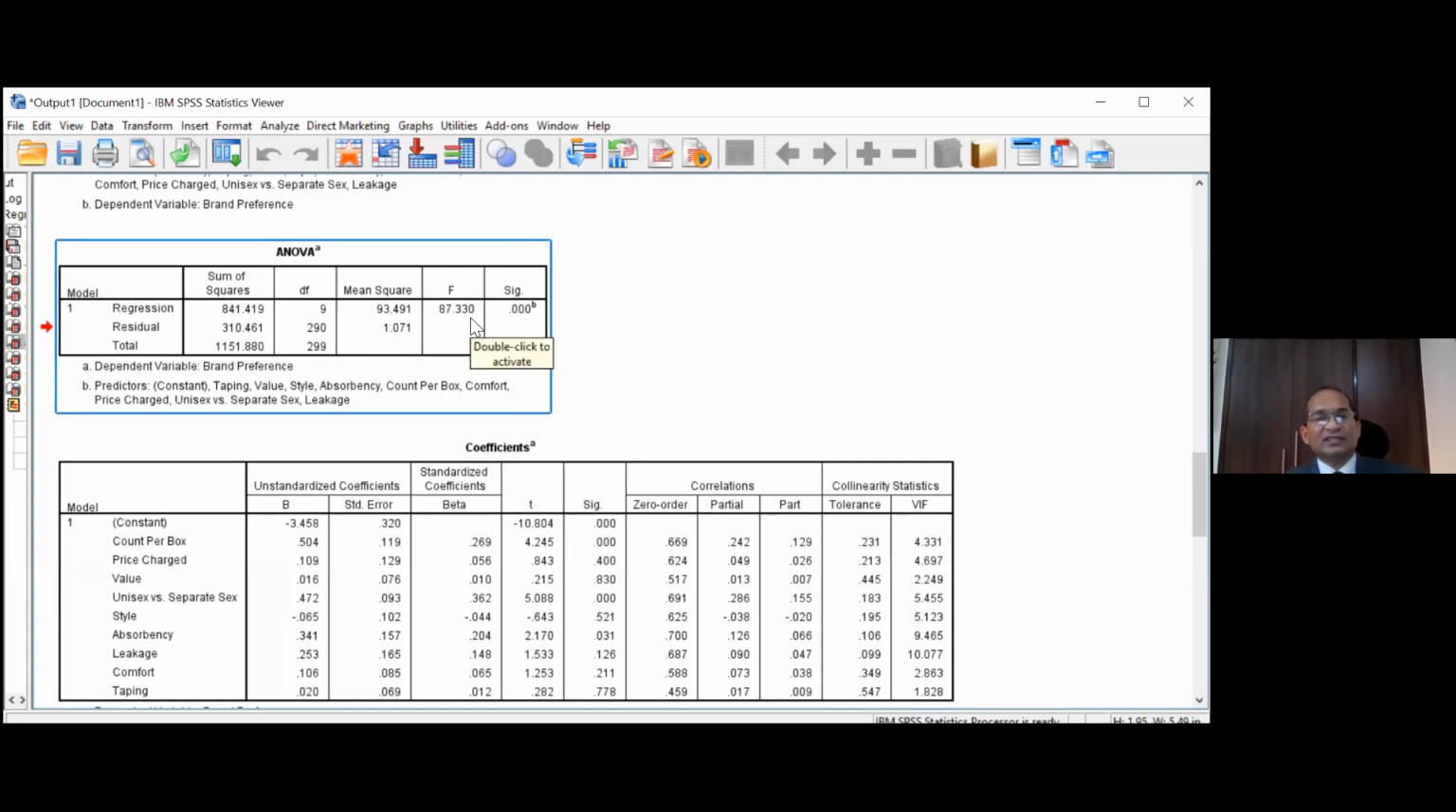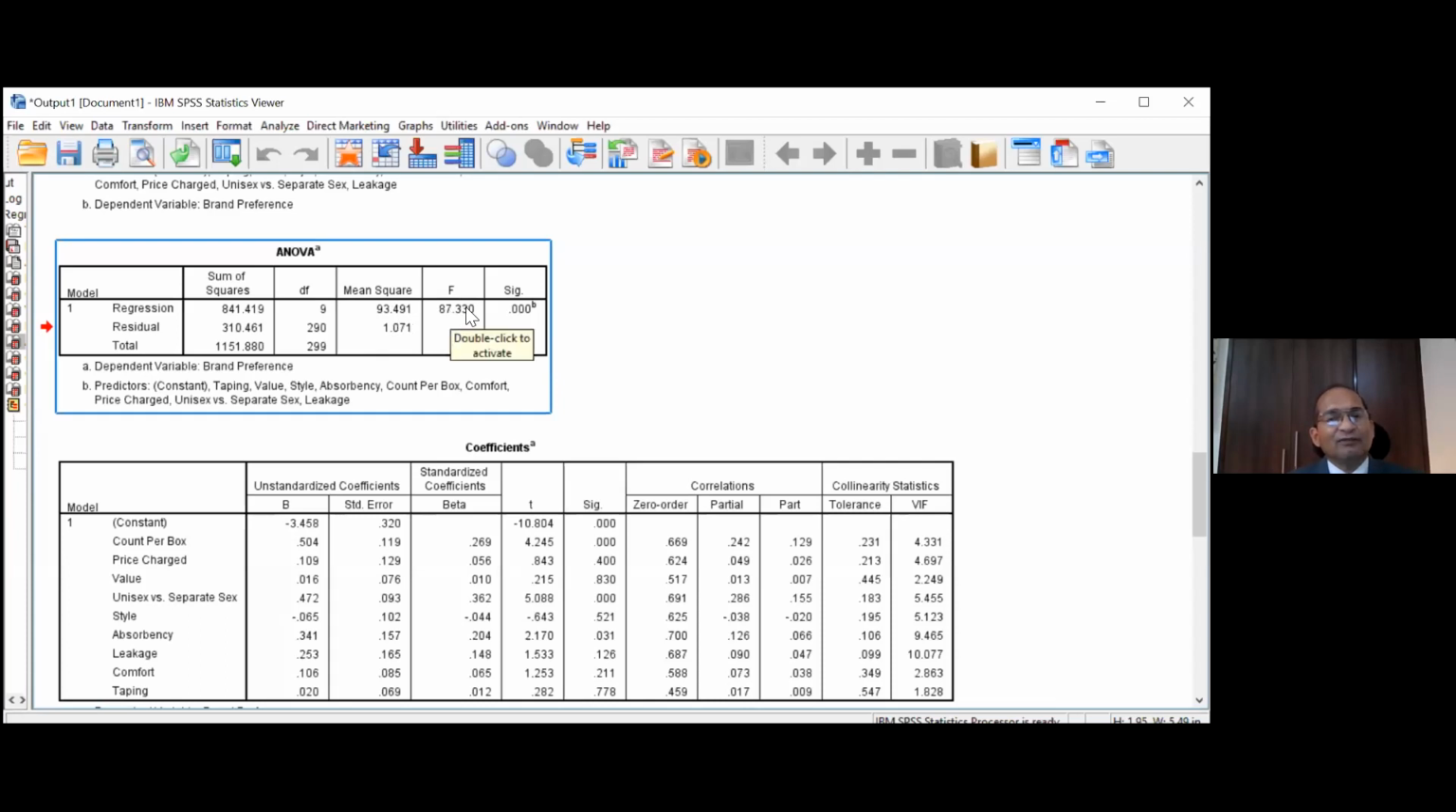Now this is the F statistic. F statistic is the ratio of explained variation and unexplained variation. So 93.491 divided by 1.07, you will get 87.33. So this is the F ratio. Since explained variation is much higher as compared to unexplained variation, this value of F is much higher as compared to 1. 87 is much higher as compared to 1.